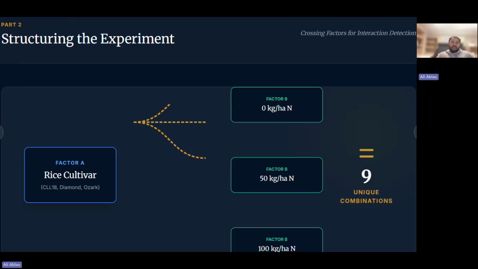So here we structure the experiment by combining all the levels of both factors. We have 3 cultivars, CL18, Diamond and Ozark, times 3 nitrogen rates, so that's equal to 9 treatment combinations. This is what we call a factorial design. The design is powerful because it allows us to test not only the main effect, but also whether the response to nitrogen depends on the cultivar.